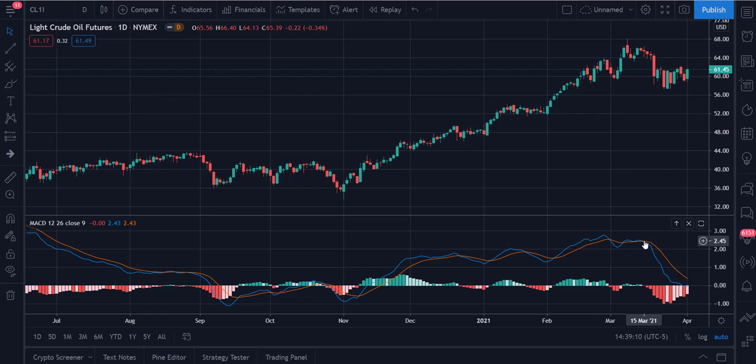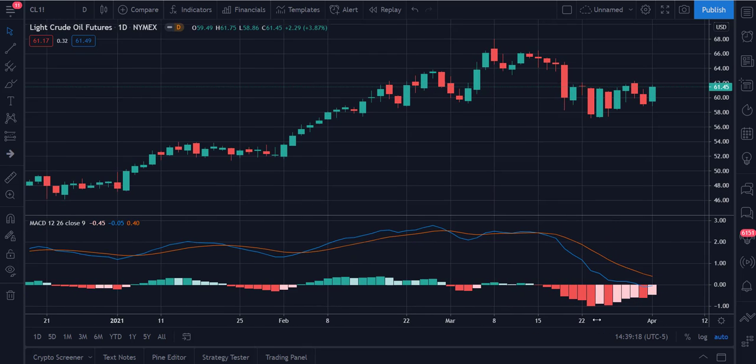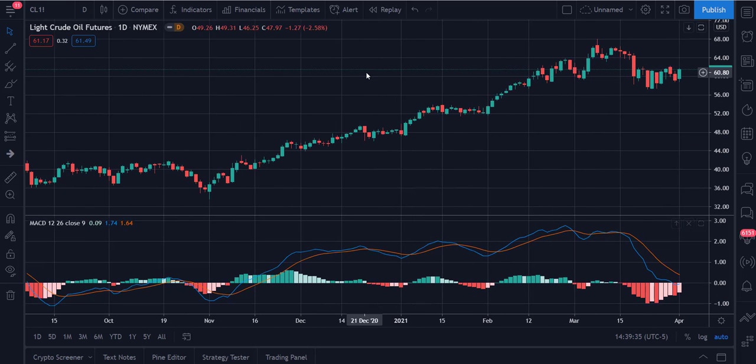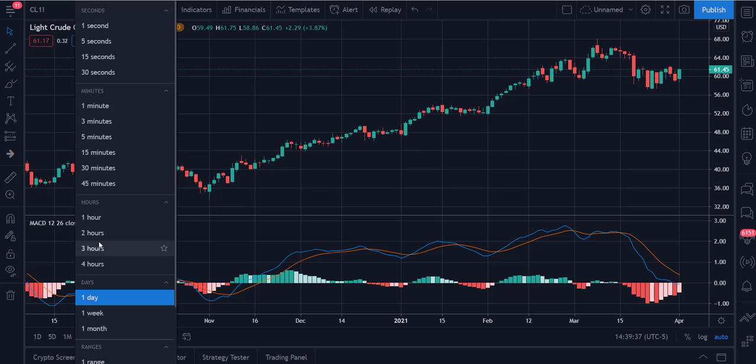But you did have this sell-off here. The problem right now that I have with this, after this crossover that you saw on March 15th, is that only the MACD line has gone slightly negative. The signal line is still positive, and I want to see that drop into negative territory before I decide to short this commodity. So let's go ahead and take it down to a lower time frame and see what we see.